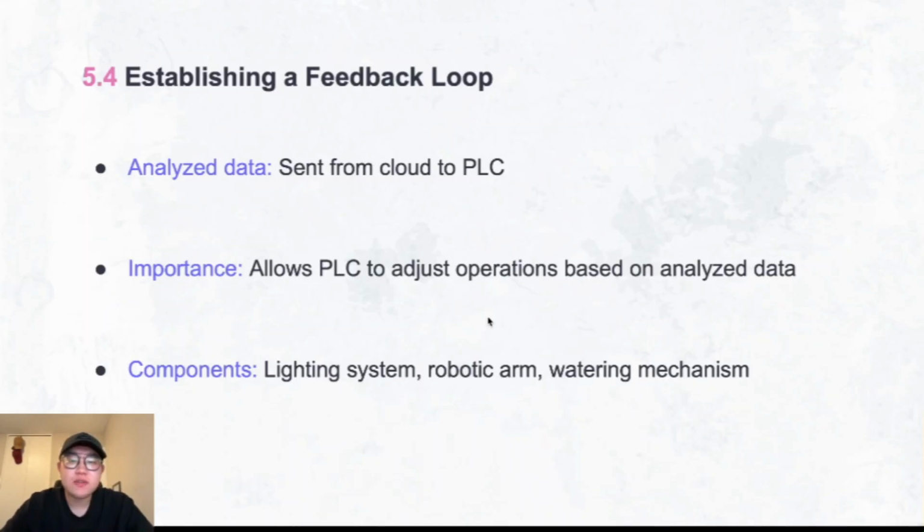Finally, we need to ensure the feedback loop from the cloud back to the PLC. The analyzed data from the cloud is sent back to the PLC. This enables the PLC to adjust the operation of the physical components based on the analyzed data. Here, make sure your PLC is programmed to receive the feedback and adjust the control signals accordingly for components like the lighting system, robotic arm, and the watering mechanism.